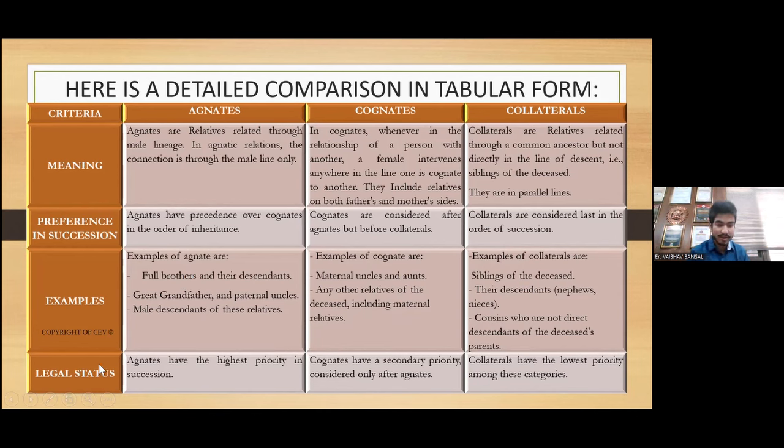Now legal status. Agnates have the highest priority in succession. Cognates have a secondary priority, considered only after agnates. Collaterals have the lowest priority among these categories.